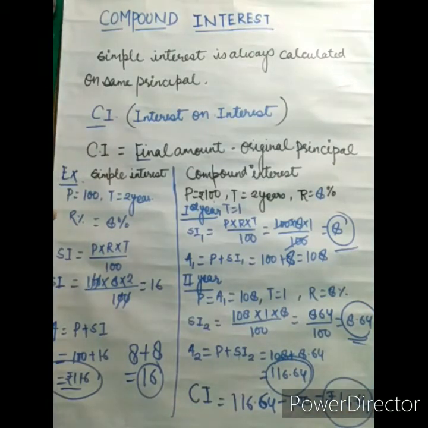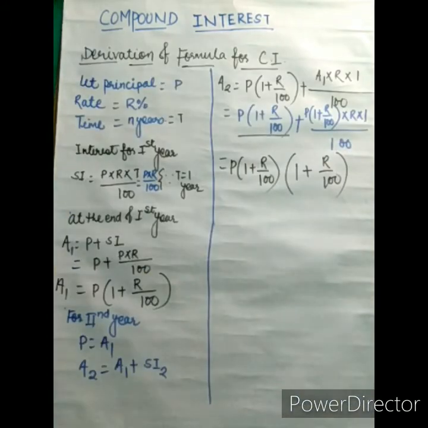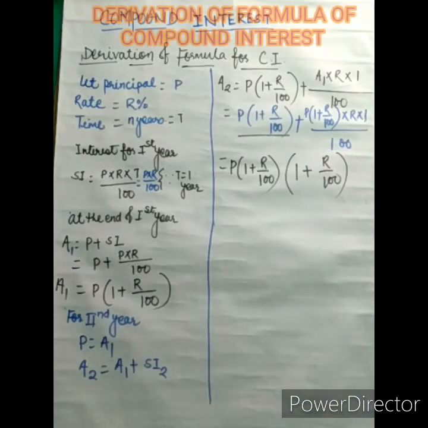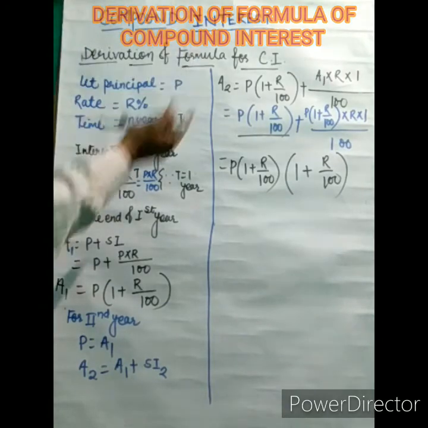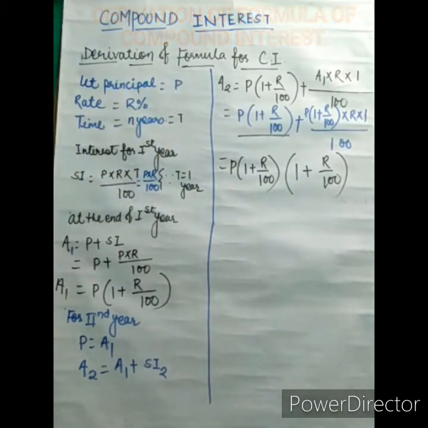This is the simple method of finding compound interest through the simple interest formula. Next we will have the particular formula of compound interest. Now we will derive the formula for compound interest. See what it is. Let the principal be P, rate be R%, and time be T or n years. If you are going to calculate for many years, let that number of years be n.